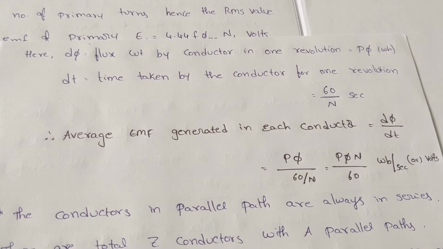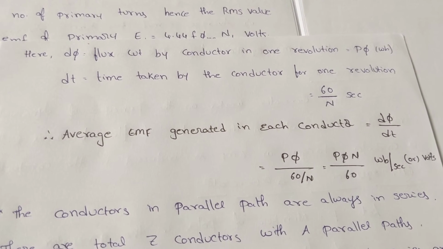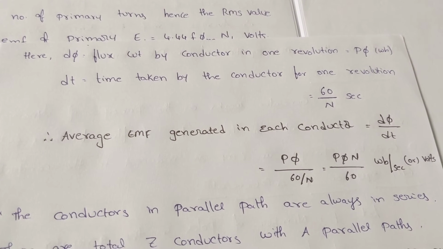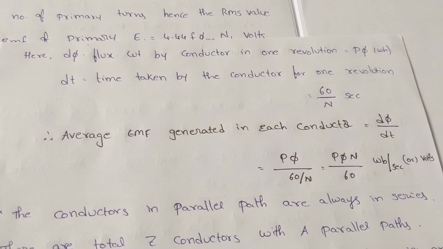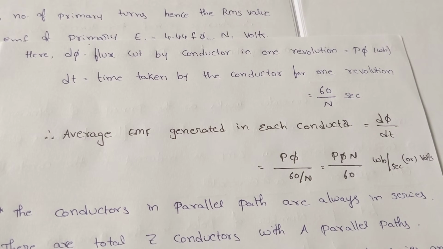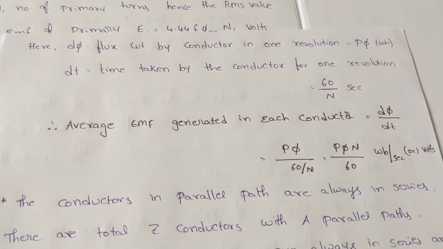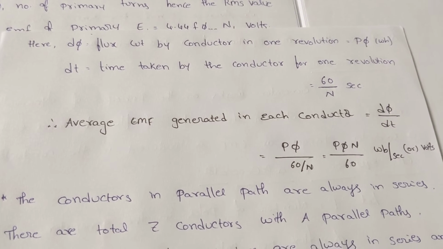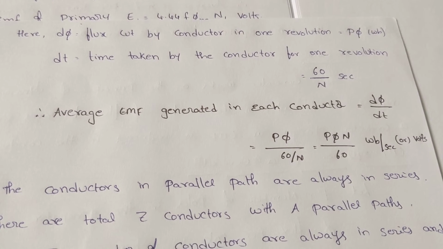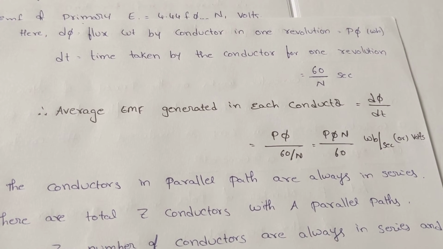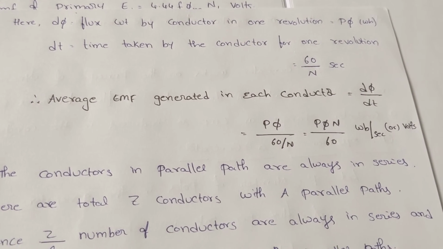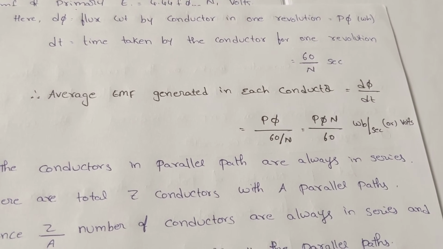Previously I said the speed is mentioned in RPM. That means in 1 minute, we perform N revolutions. That means in 1 second, we perform N by 60 revolutions. The time taken to complete one revolution is 60 by N seconds. So by comparing this, d phi by dt is P phi divided by 60 by N, so the final value will be P phi N by 60 Webers per second. Previously I said this will also be given in volts.